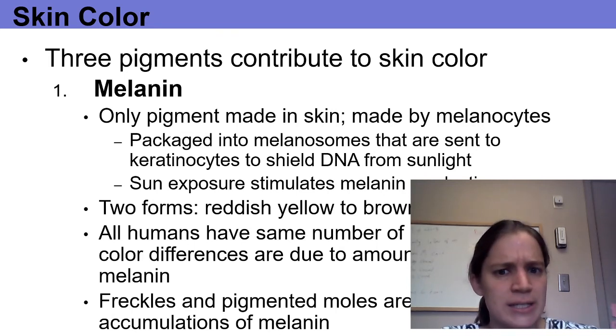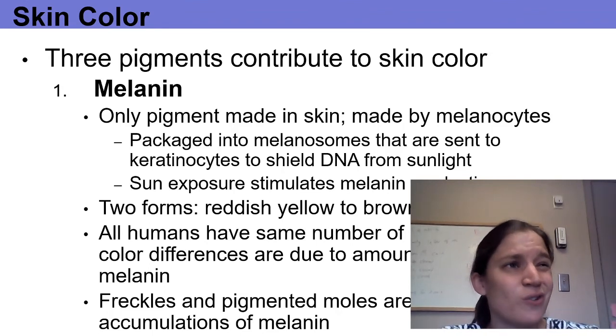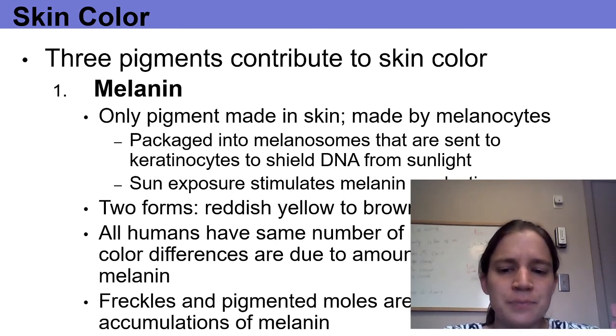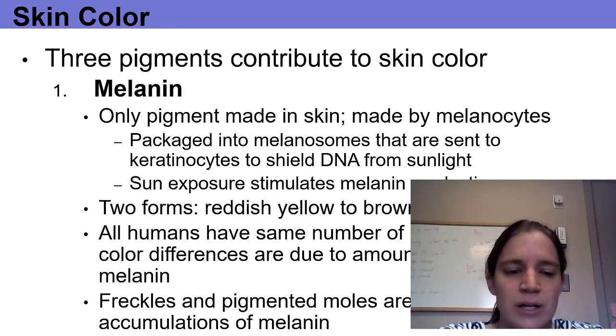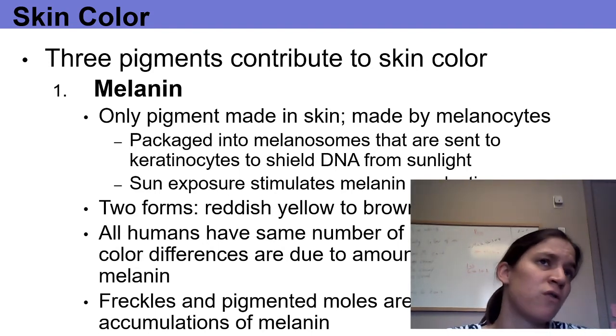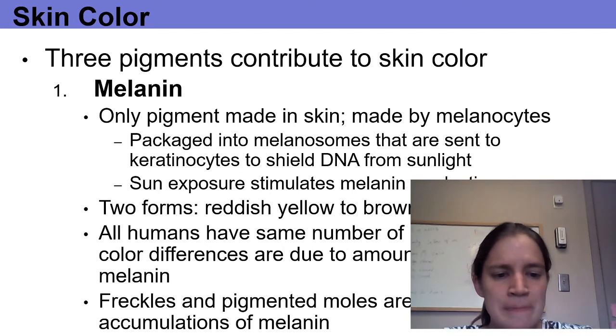But yeah, you'll see melanin production increased by sunlight. It comes in 2 different versions. There's a yellowish version, a reddish yellowish version, and a brownish blackish version. Differences in skin color arise from the amount and the form of melanin.